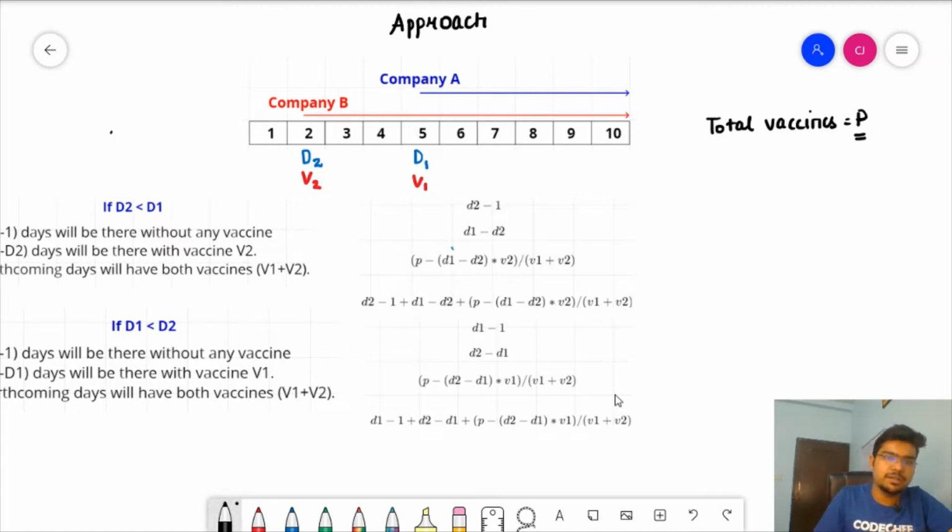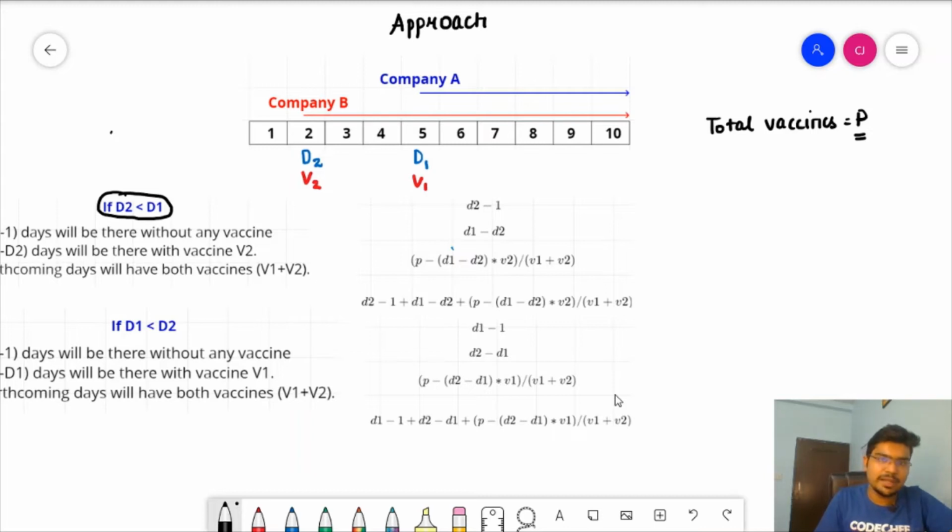Now let us consider the case where company B starts the production earlier than company A, so obviously D2 will be less than D1, right? So this is the first thing, D2 will be less than D1. And the first thing that we can observe is how many days there will be no vaccines, right? So if D2 starts from here, and D1 starts from here, so obviously D2 is less than D1, but before D2, if there are any days, that means there will be no vaccines on these days, right?